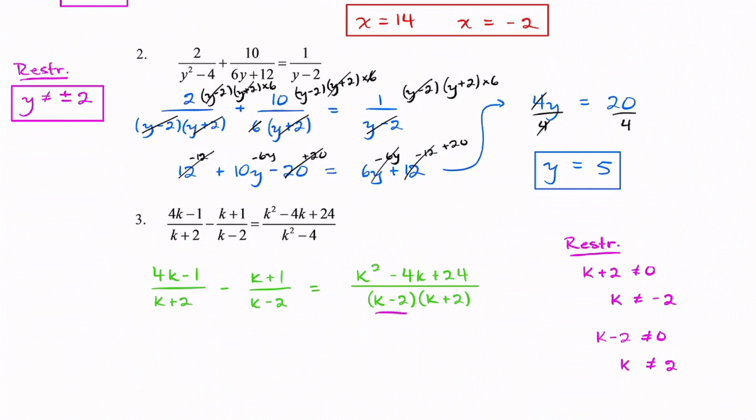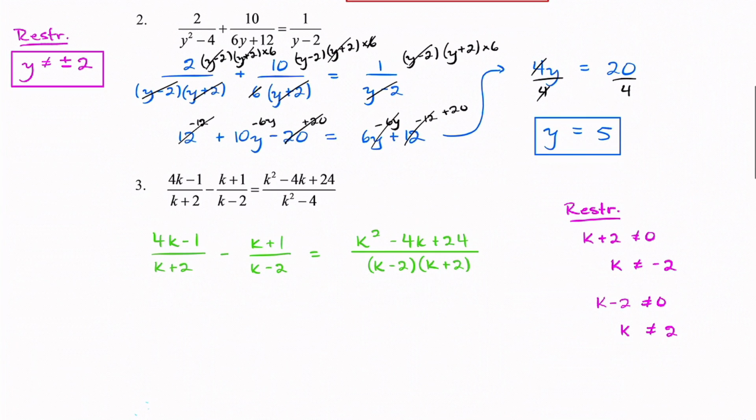And then these two just repeat the same thing, so we don't have to bother doing those. And then again, rather than writing these as two separate restrictions, I can put it all into one. I can say it's k cannot equal a positive or a negative 2.